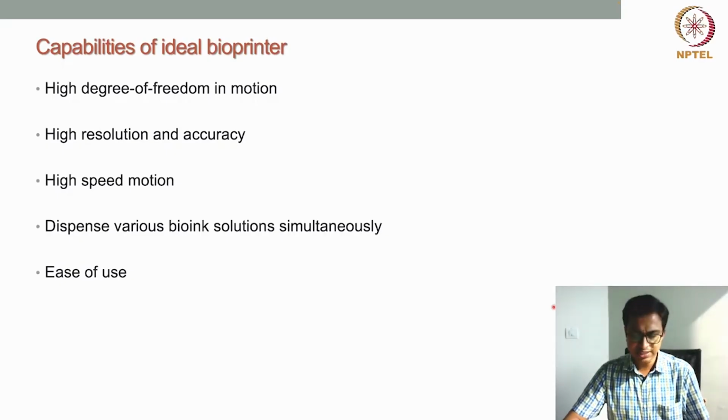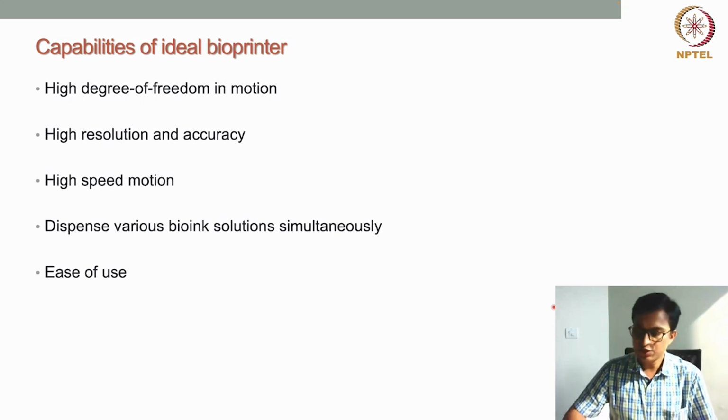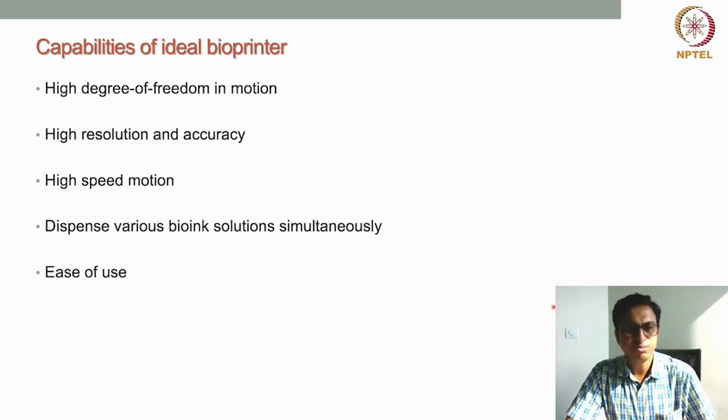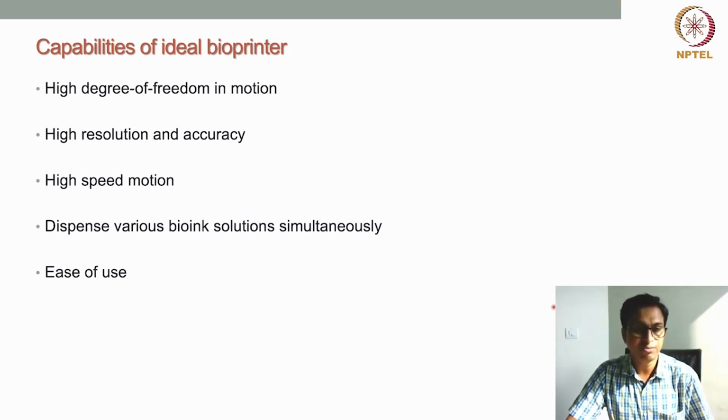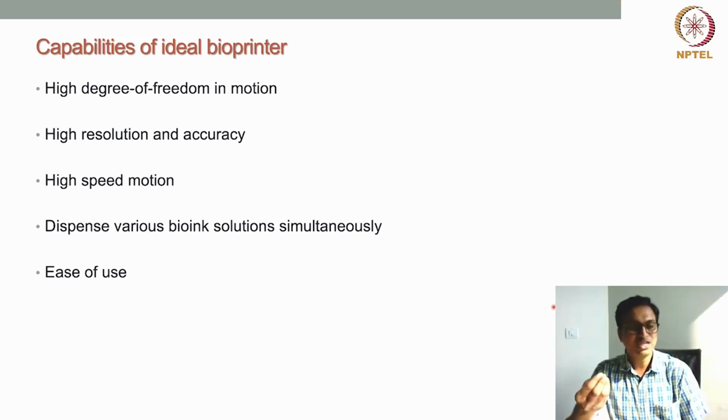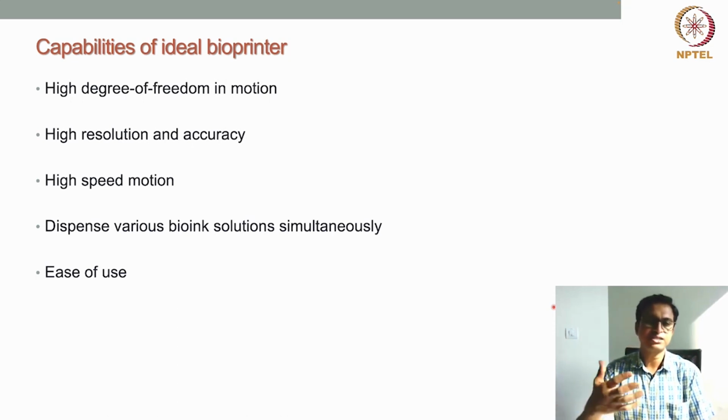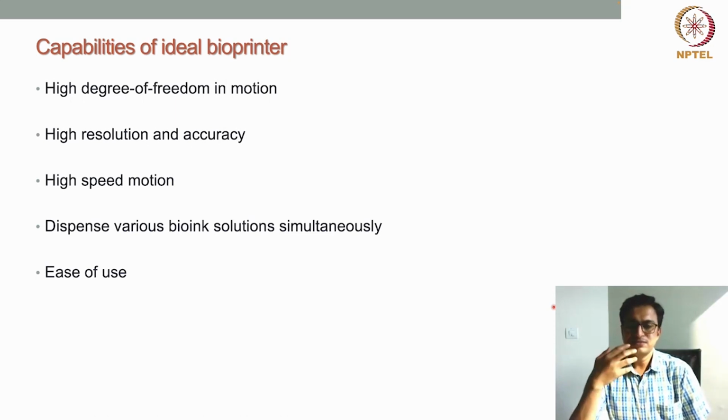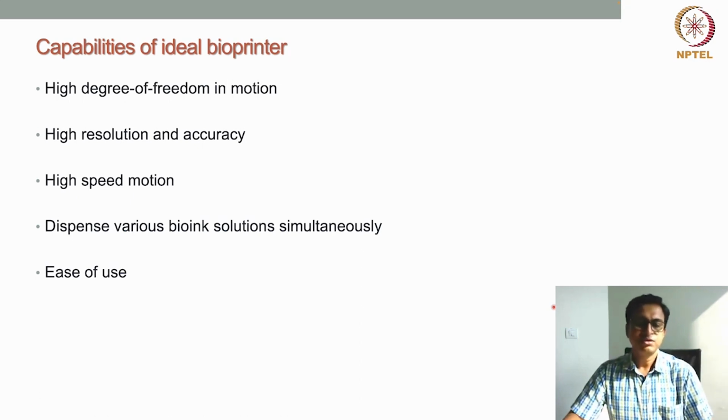So let us now discuss, at this stage probably you have a better idea of the different types of bioprinting technologies available and what the capabilities of all these different types of bioprinting technologies or bioprinters are. Now let us discuss what the capabilities of an ideal bioprinter should be. Suppose I want to use a bioprinter, what are the things that a bioprinter should have so that I can freely use it for any of my bioprinting works?